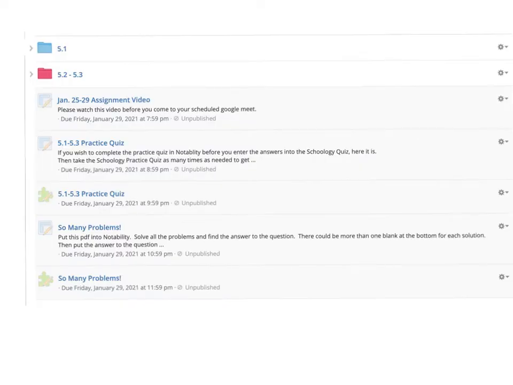Here is what is in Schoology. All of your assignments are in Schoology this week. Right now, they're all hidden, but they'll be published by Monday morning. I put 5.1 and then 5.2 and 5.3 each in folders. They're all still there. It's just in a folder.